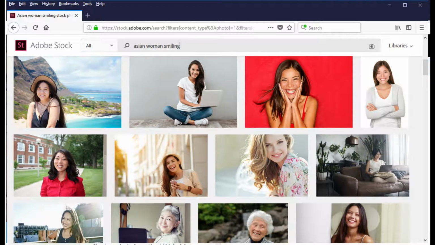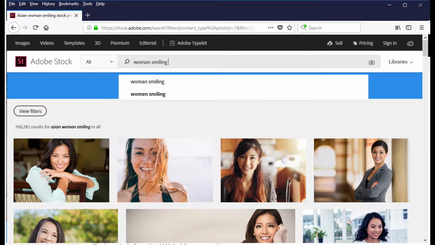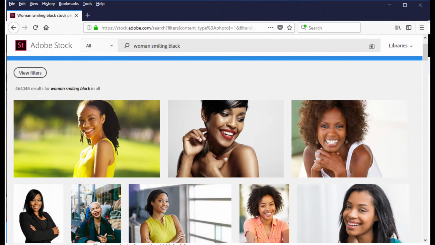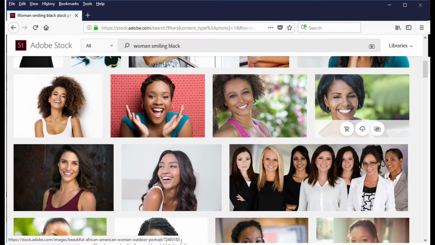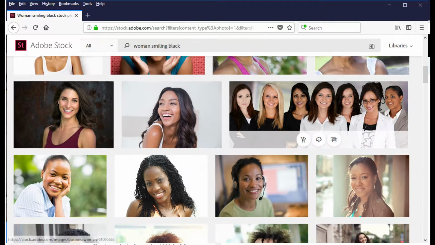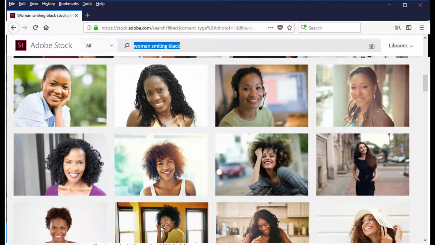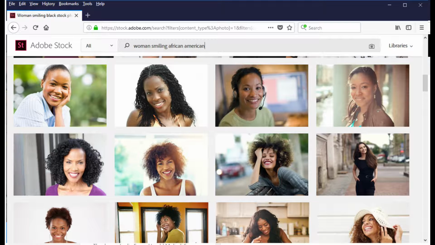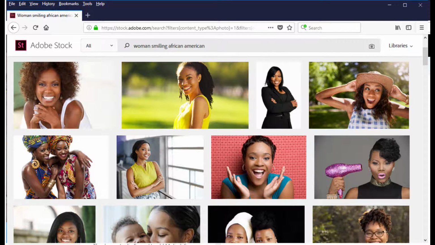Let's try something a little bit different. Let's say woman smiling, black. And we are getting black women smiling. I did that one on purpose because not all photos may be codified as black. Let's now type woman smiling and change black to African American. And this may not get you what you want. It may. Similar set of images.